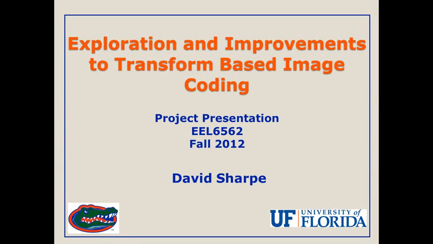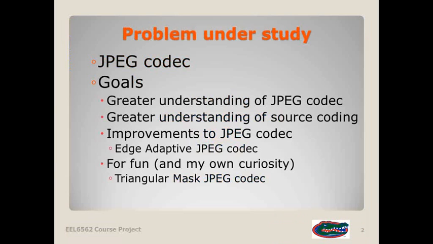Hi, my name is David Sharp, and this is the project presentation for EEL6562 Fall 2012 Course Project. The project title is Exploration and Improvements to Transform-Based Image Coding. The problem under study is the JPEG codec.